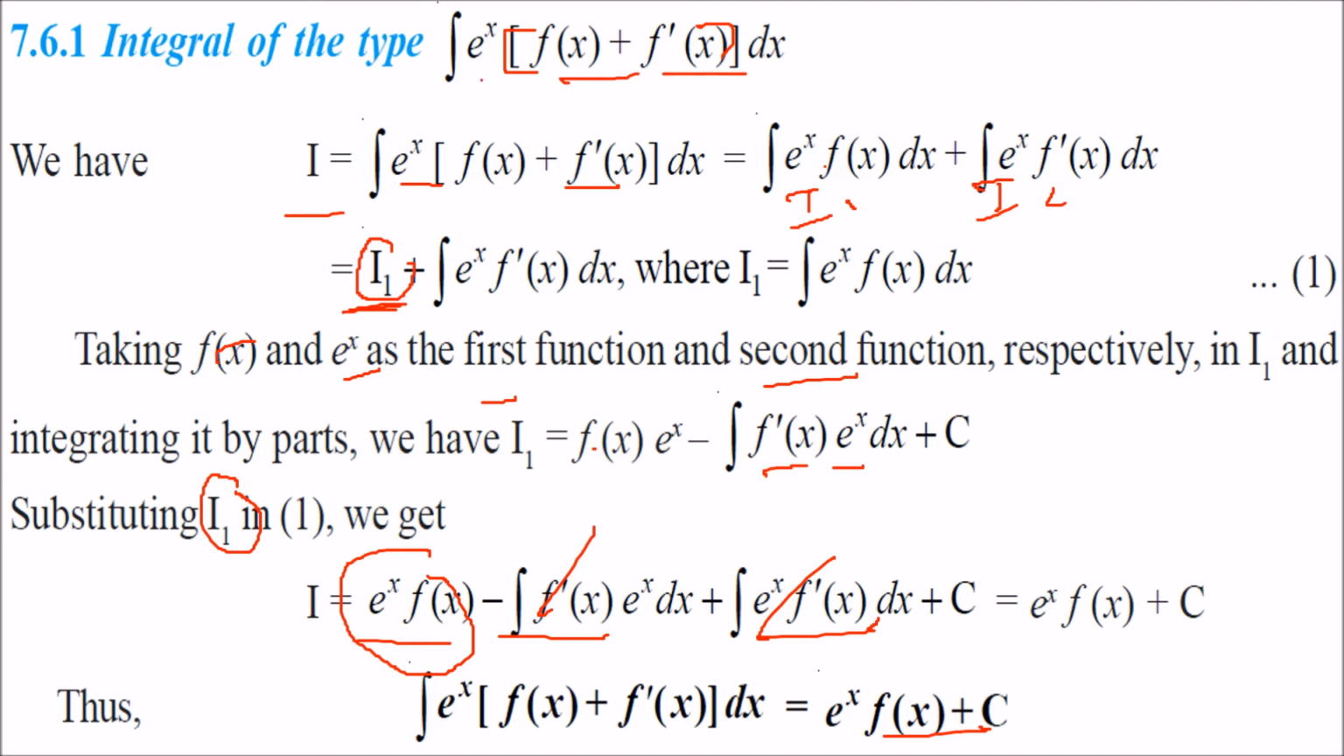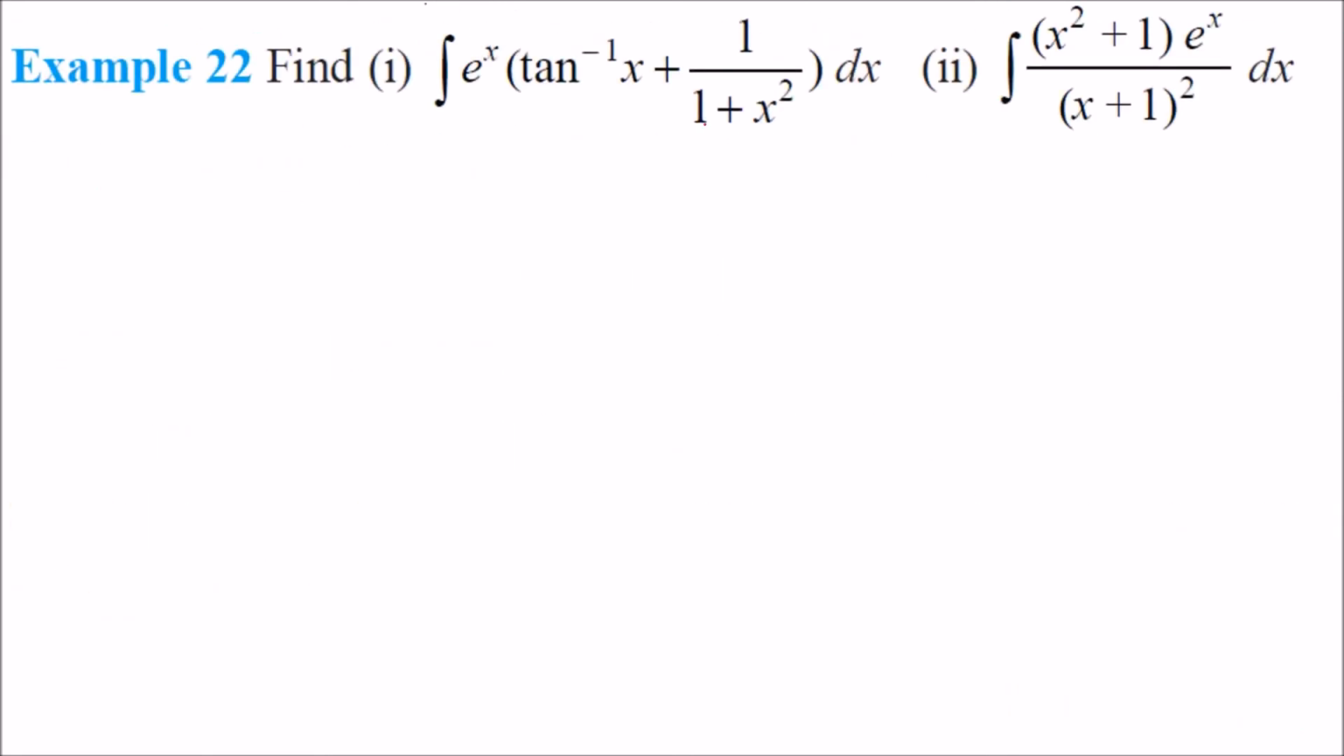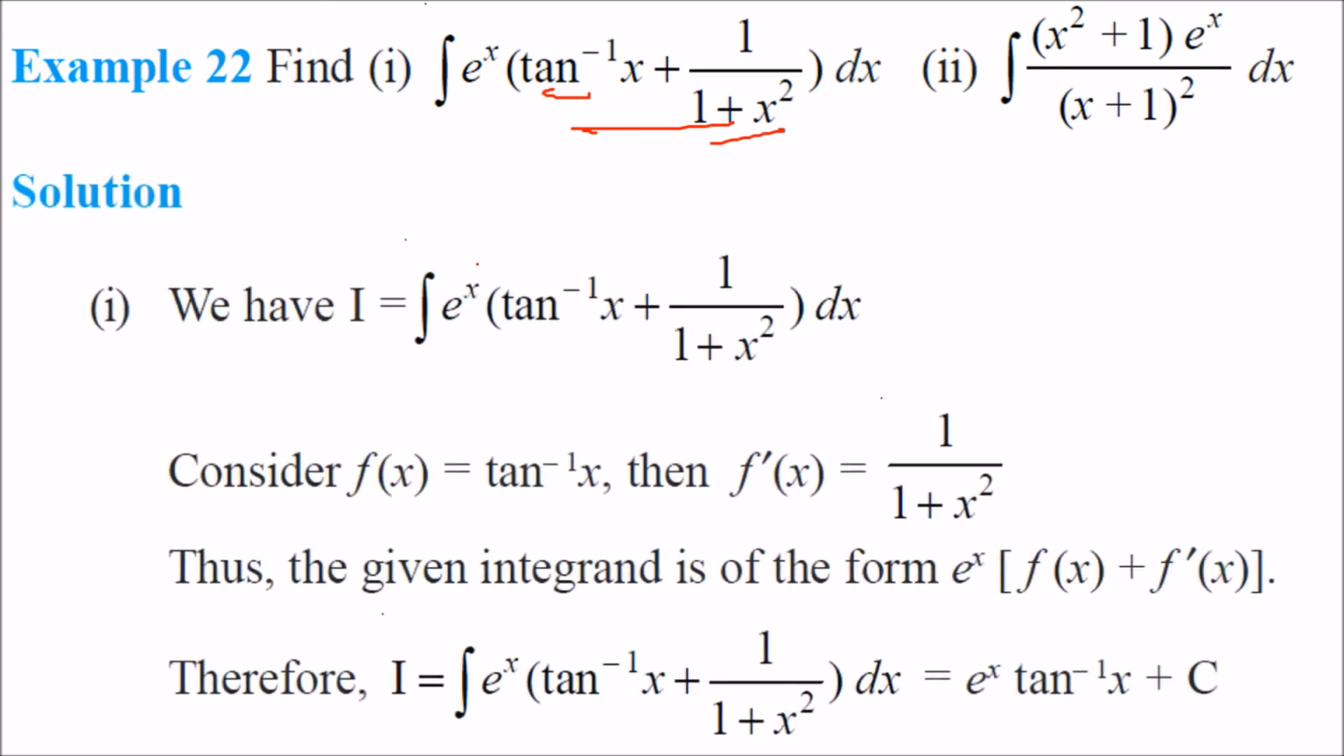So this is the simplest solution. If you have a function like this, you can easily write the answer as e to the power x f x plus a constant. See, this is f x and this is f dash x. So this is f x, tan inverse x, and f dash x is 1 by 1 plus x square, because the differentiation of tan inverse x is nothing but 1 by 1 plus x square. So this is of this form, and you can simply write e to the power x tan inverse x as the answer.